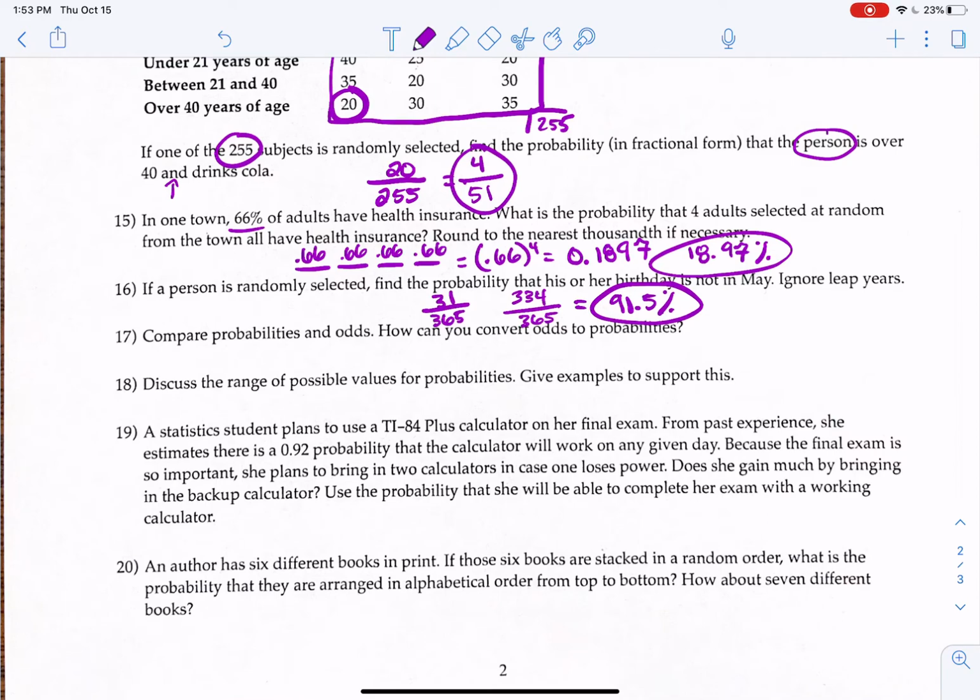Okay, 17, compare probability and odds. Probability is what you want over the total. Odds is what you want over what you don't want.